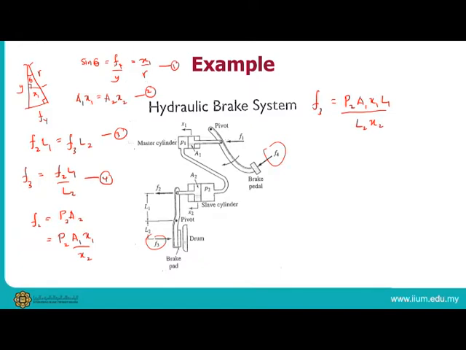X1 is actually equal to F4 R over Y, right? So you insert this into this equation, and you get P2 A1, x1 replaced with F4 R, and L1 over L2 x2 over Y. So this is basically your relationship between output and input. This is the output, and then the F4 is your input.